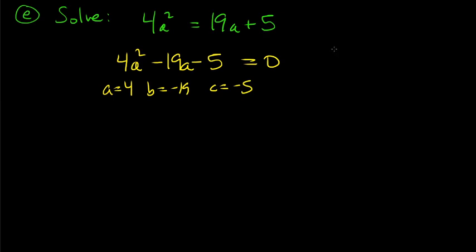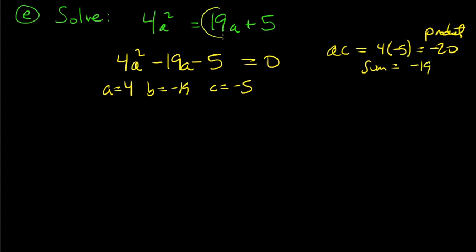So to factor that, I don't think we have a choice here. It's going to be the AC method. So 4 times negative 5 is negative 20. So that's the product. And we want the sum to be, yep, negative 19. Right? Be careful you don't use the positive 19 in the original equation. That was on the wrong side. Okay, so what two numbers have a product of negative 20 and a sum of negative 19?